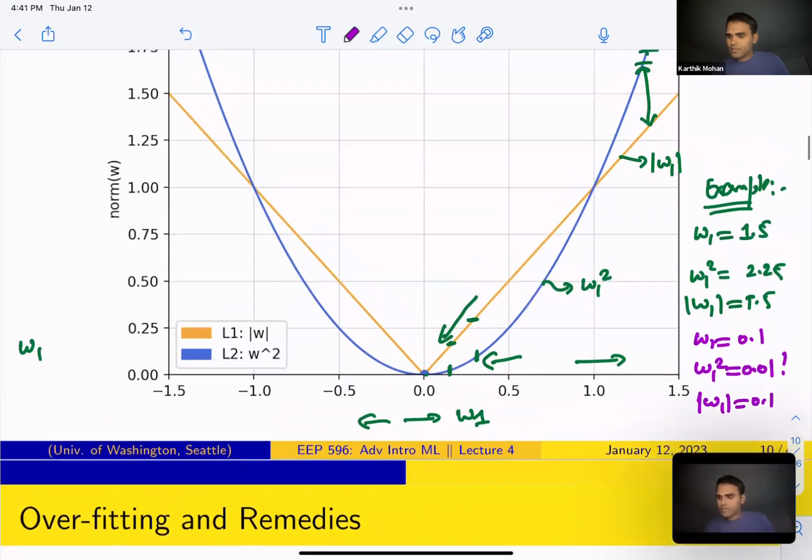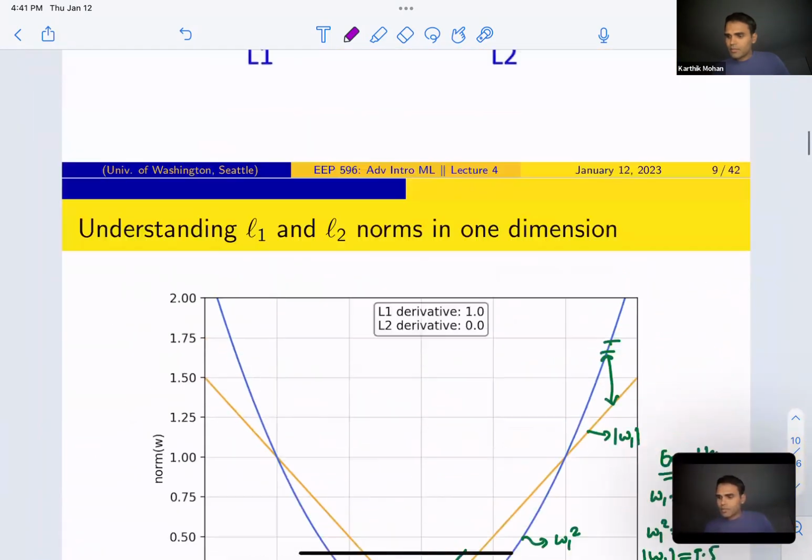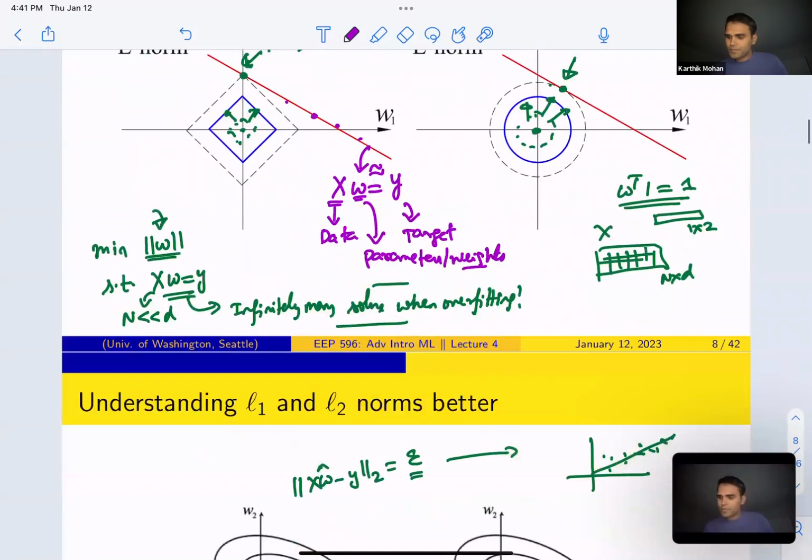Okay. But I like this one better. This is so much more intuitive to understand why it's producing zeros, right, as compared to L2.